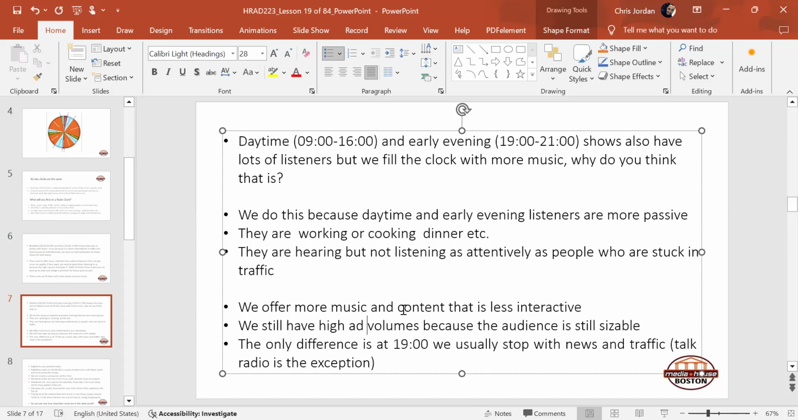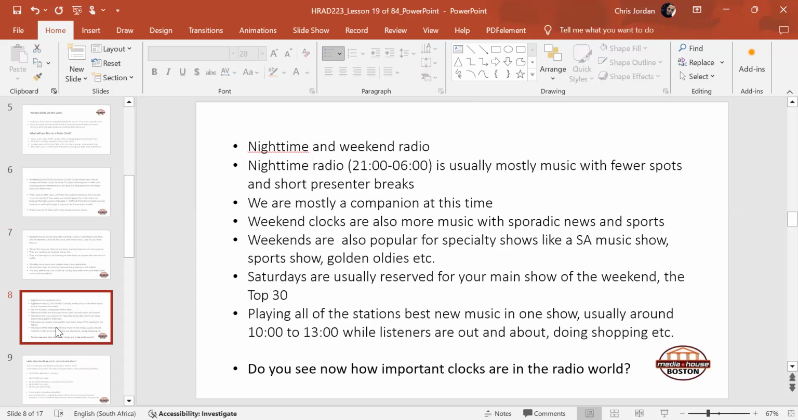Right. So high ad volumes because the audience is still sizable. So in other words, it's a good size, a good measure, good capacity of high volumes of audiences or listeners. So we want to still be able to advertise definitely a lot in these particular slots. So the only difference is at 7 o'clock, we usually stop the news and traffic. Talk radio is the exception, right?